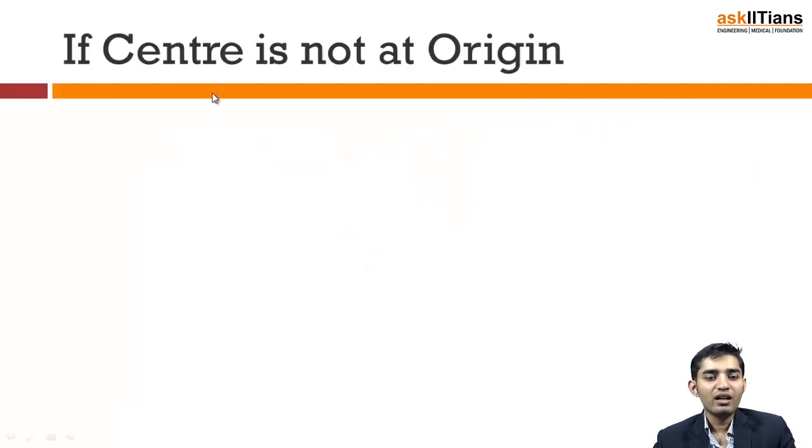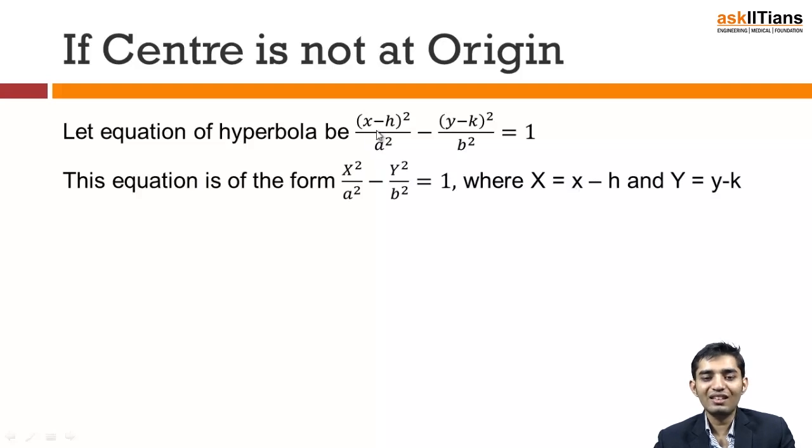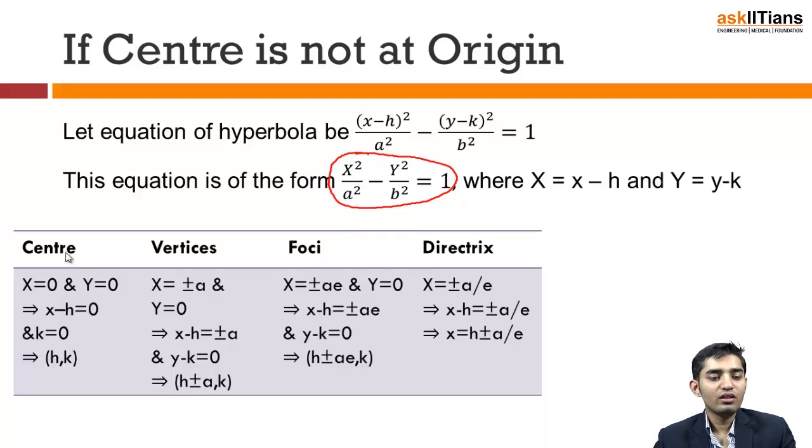Now what will happen if the center is not at origin? If the center of hyperbola is not at origin, let me consider this type of equation of hyperbola. In this case, I can simply take x minus h equal to capital X and y minus k equal to capital Y. So first of all, you convert it to standard form. This is the standard form. I will always convert it to standard form, and then I will use the definitions to find out the center, vertex, directrix and focus.